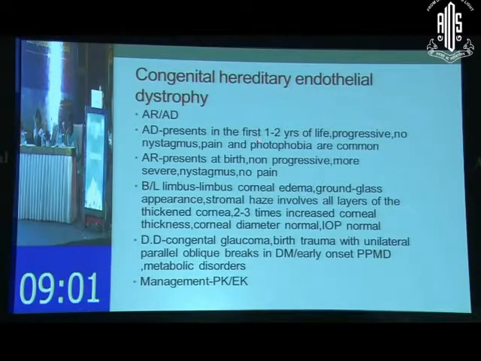The other differential diagnosis to be kept is the CHED, congenital hereditary endothelial dystrophy, which could be autosomal recessive variety or autosomal dominant variety. We see both types of CHED. Autosomal dominant presents in the first 1 to 2 years of life. It is progressive. There is no nystagmus, and pain and photophobia are common. Recessive, it presents at birth, non-progressive, and it usually is bilateral, limbus to limbus, severe corneal edema, thickened cornea, maybe 2 to 3 times increased. And differential diagnosis is congenital glaucoma or birth trauma.